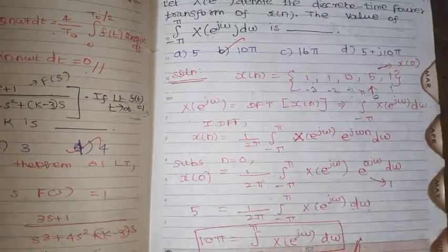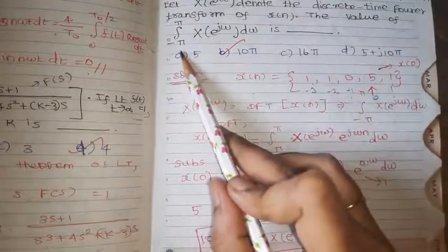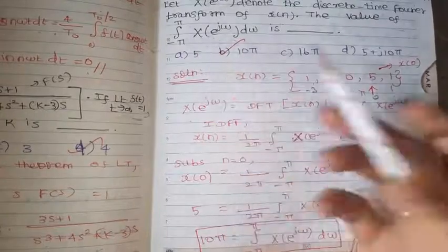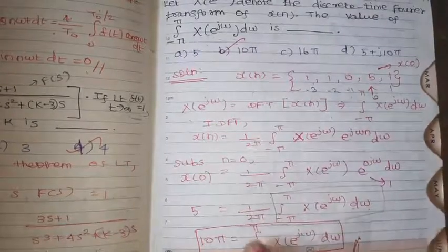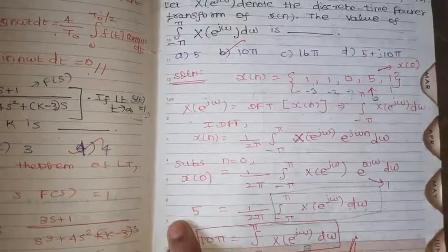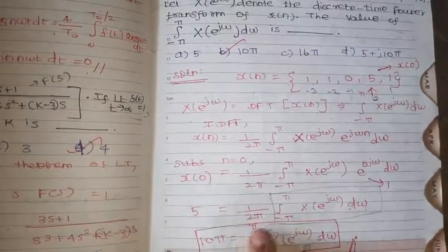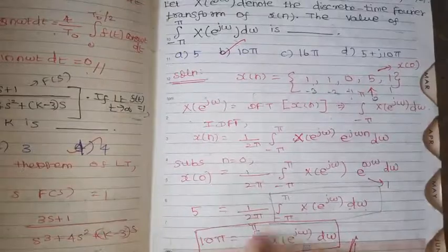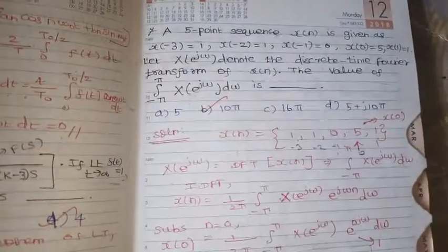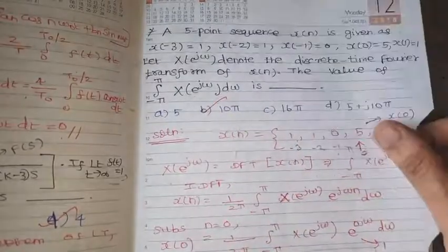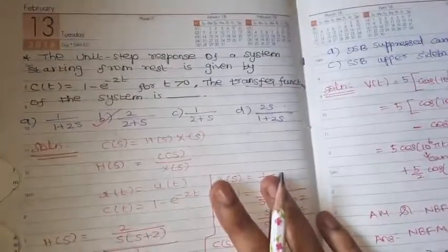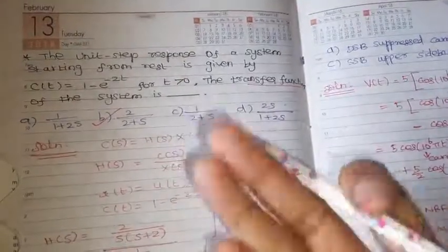So what we need to find in the question is the integral from minus pi to pi of X of e power j omega d omega. So 1 by 2 pi goes to the other side: 5 into 2 is 10 pi, and 10 pi equals this value. So the value of the integral from minus pi to pi of X of e power j omega d omega is nothing but option B, 10 pi. Okay. We will move on to the next one.